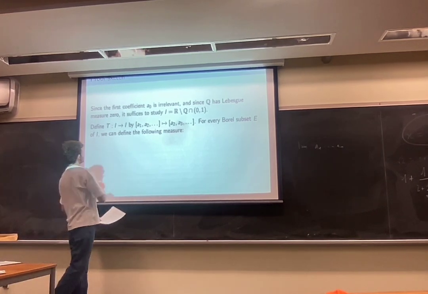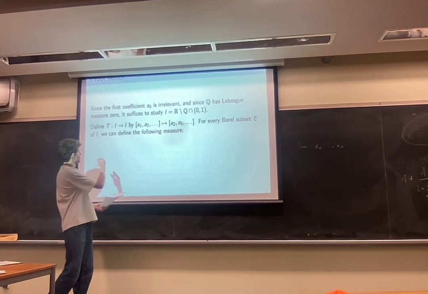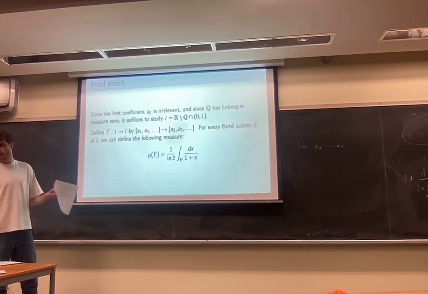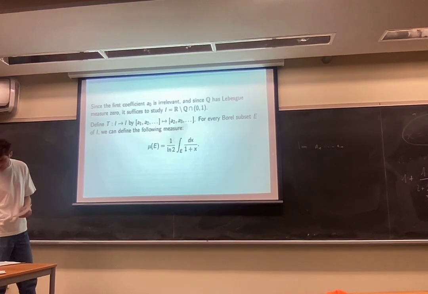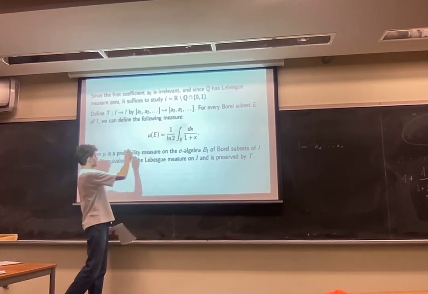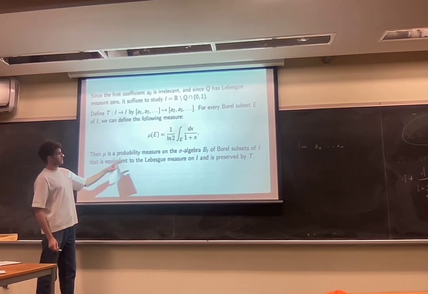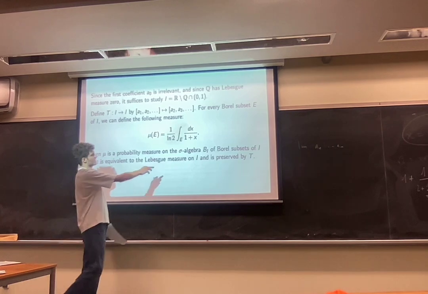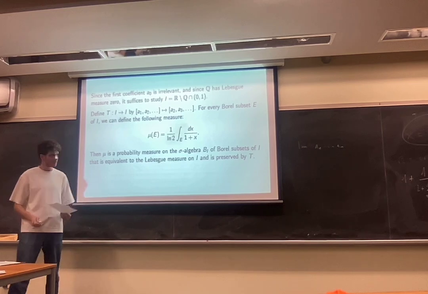Now, for every Borel subset E of I, so I think you guys now know what Borel subsets are, is that right? So for every Borel subset, we can define this following measure. Don't ask for the motivation behind this, but this is the proof. And you define this measure. The advantage is that, first of all, mu is a probability measure on the sigma algebra of Borel subsets of I, and it's equivalent to the Lebesgue measure on I. Why don't we just take the Lebesgue measure instead of this weird new measure? The advantage is that this measure is preserved by your Gauss-Kuzmin-Wirsing operator. And that's a very desirable property.